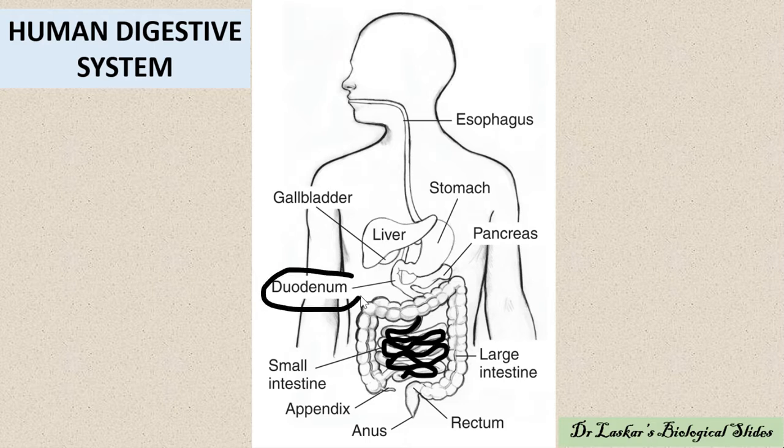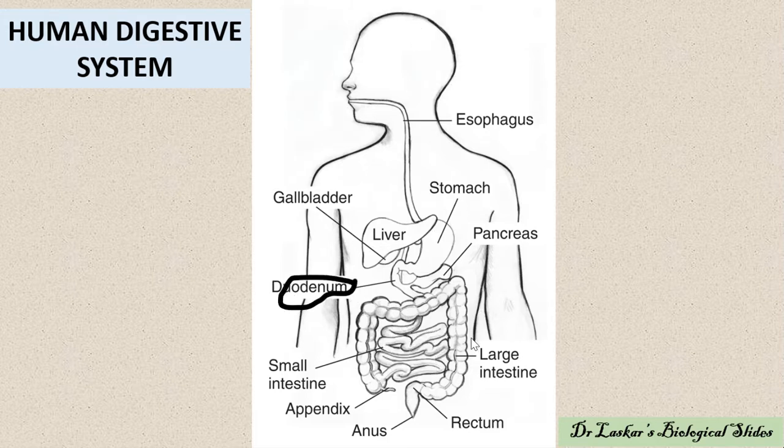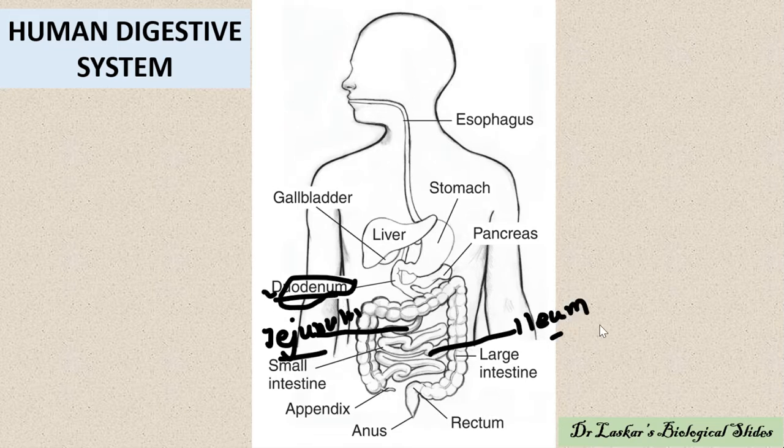First part, duodenum. It is written here, duodenum. So this part is the duodenum. Then jejunum. This portion is called jejunum. And this portion is known as ileum. So the small intestine consists of three parts: duodenum, jejunum, and ileum.